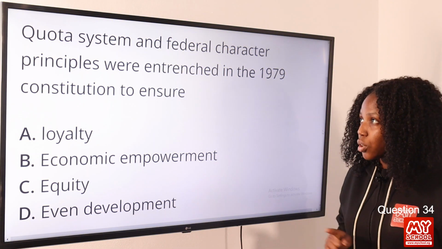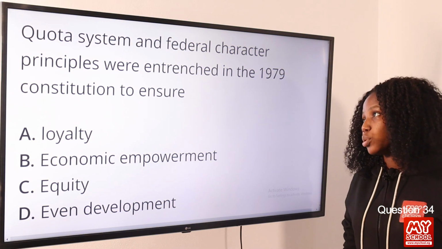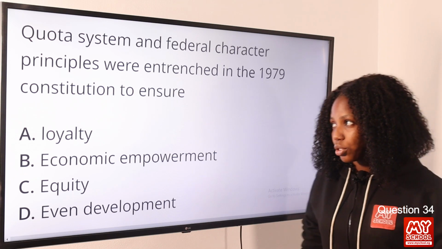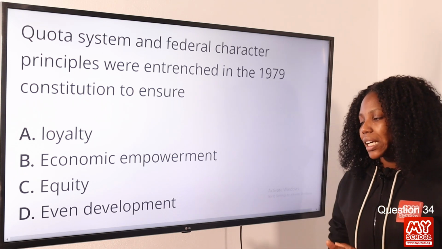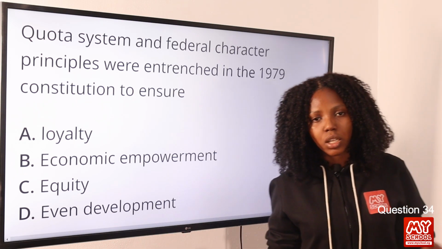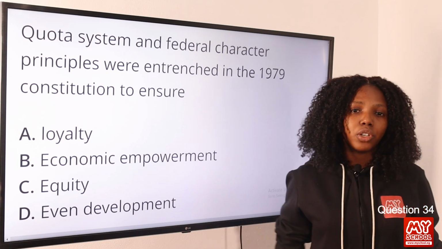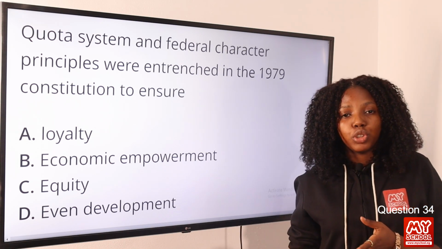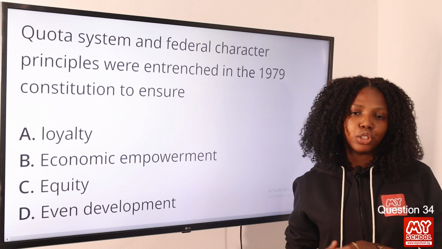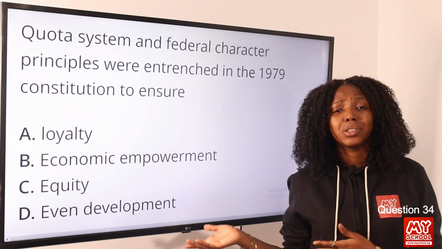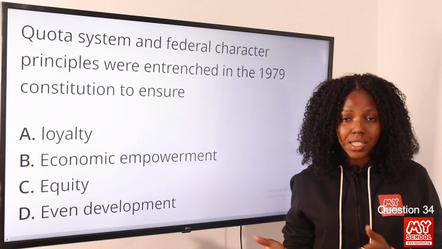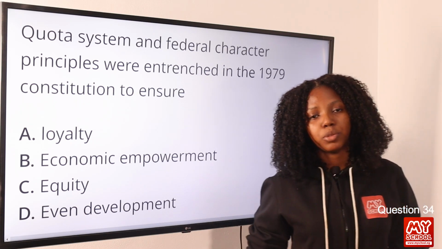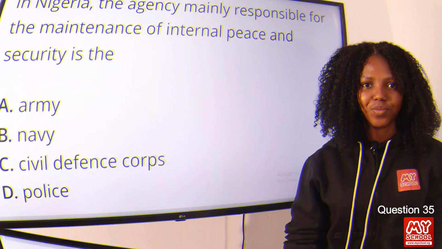Question 34. Quota system and federal character principles were entrenched in the 1979 Constitution to ensure dash. The answer to this question is equity. Now, one of the things it ensures is an equitable distribution of bureaucratic and political roles. And what does equity mean? Equity simply means fairness. So the answer to this question is option C, equity.